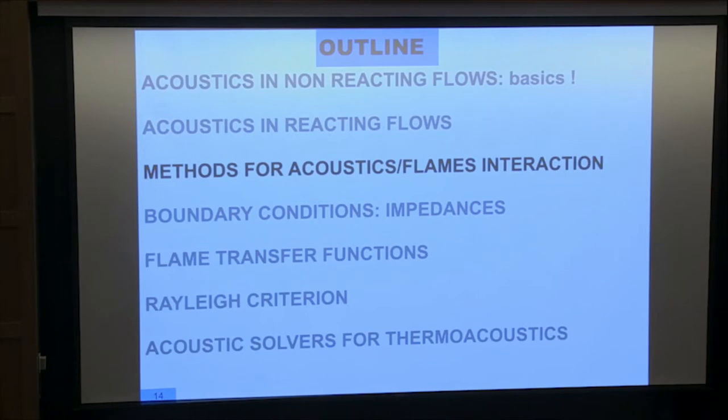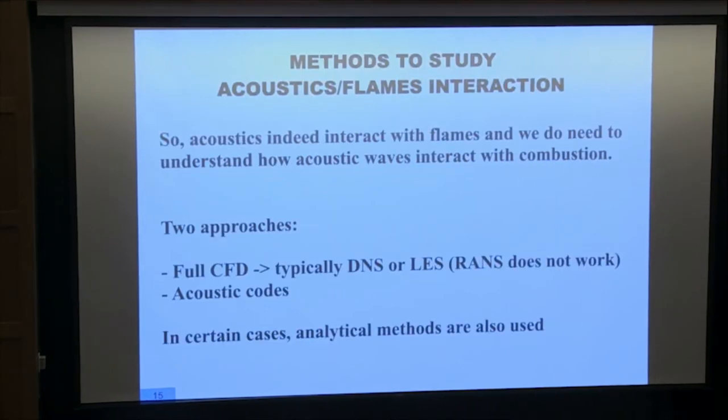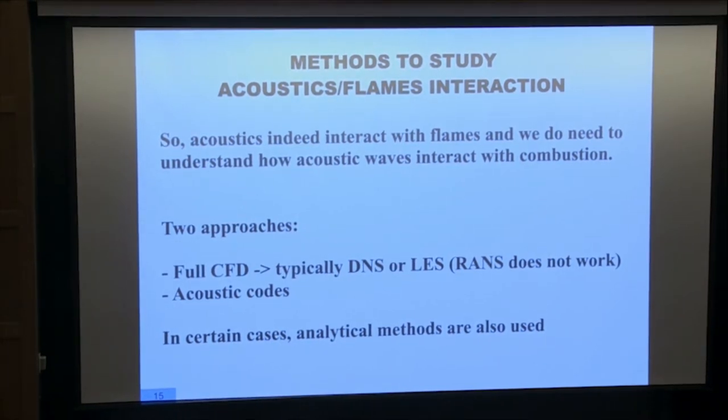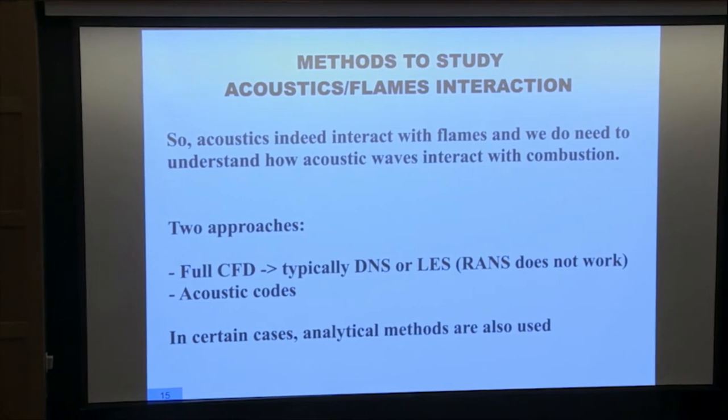So how do we study that now? Once you have said, okay, it's important, the sponsors come to your lab and they say, okay, fix the problem. How do I fix the problem? Well, there are two ways at least to fix the problem. One method is just to say, I'm going to do a huge LES for you and predict the instabilities and tell you how to suppress them. That works. It's just very expensive. So a lot of people prefer to use what we call acoustic code. So I will describe the two methods rapidly.